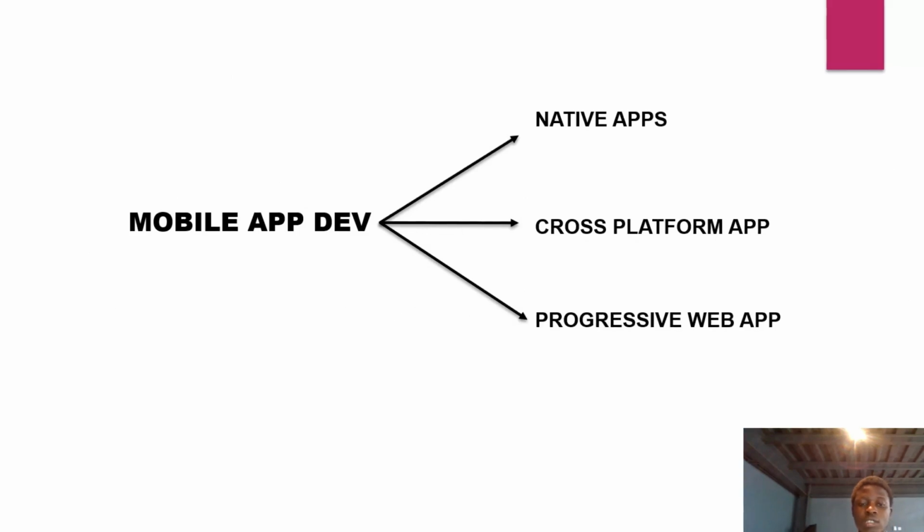So the next thing is mobile app development. We have three categories of mobile app development which I want you to be aware of. The first one is native apps, the second one is cross-platform applications, and the third one is progressive web apps, which is PWA. So what does this even mean?